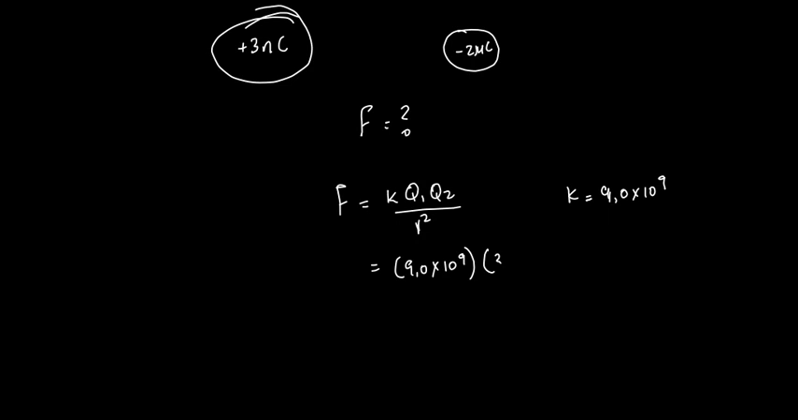Q1 is going to be 3 multiplied by 10 to the power negative 9. Remember, nano means you multiply by 10 to the power negative 9. Micro means you multiply by 10 to the power negative 6. Milli means 10 to the power negative 3. Pico means 10 to the power negative 12. Okay, so in this case, this is what we have. And then for Q2, it's going to be written like this.